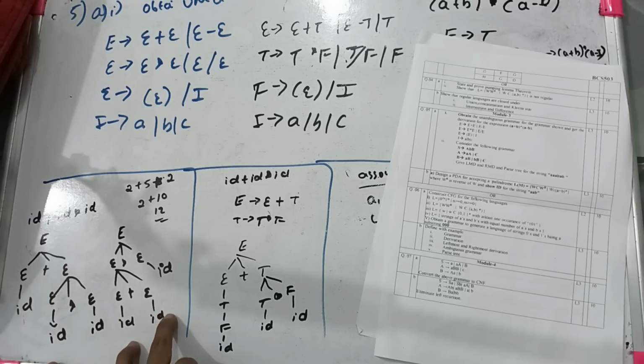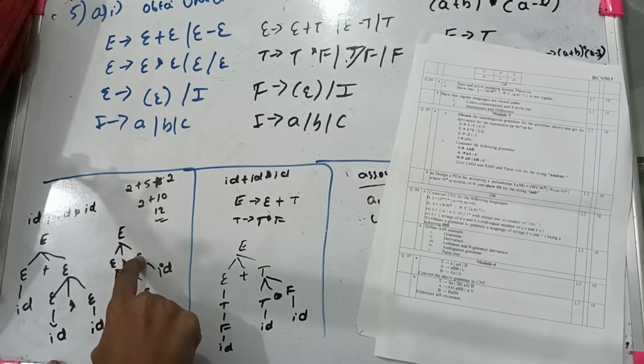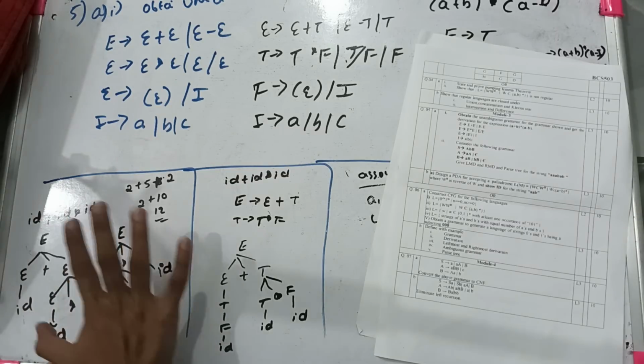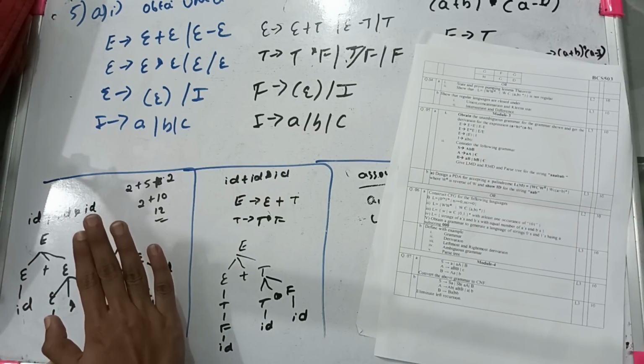Okay, if I consider this other tree, then the solution is 5 plus 2 which is 7, next it is multiplied by 2, which is 14. So this tree can't be possible, right? So only this is the correct solution. So we need to remove what? Ambiguity from here.